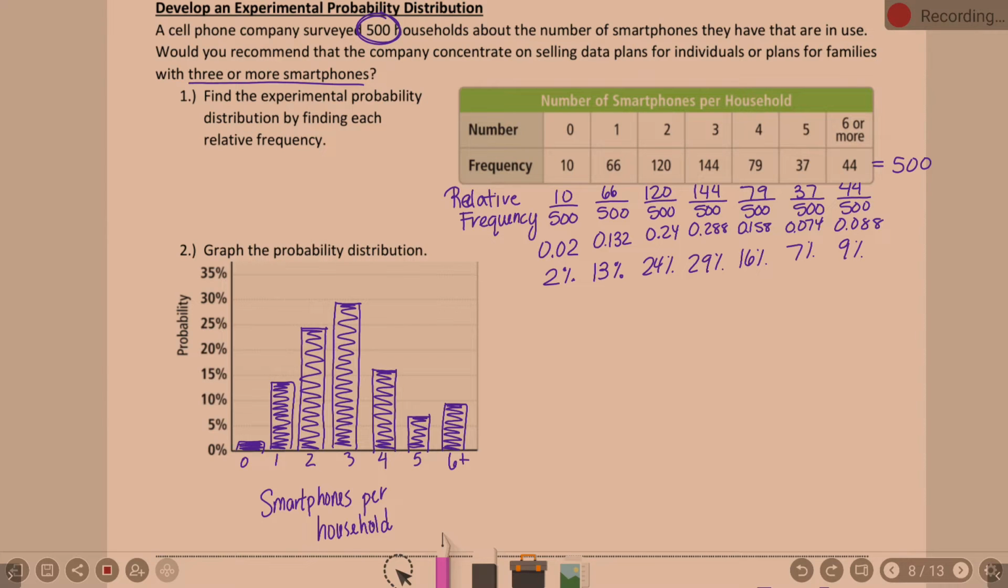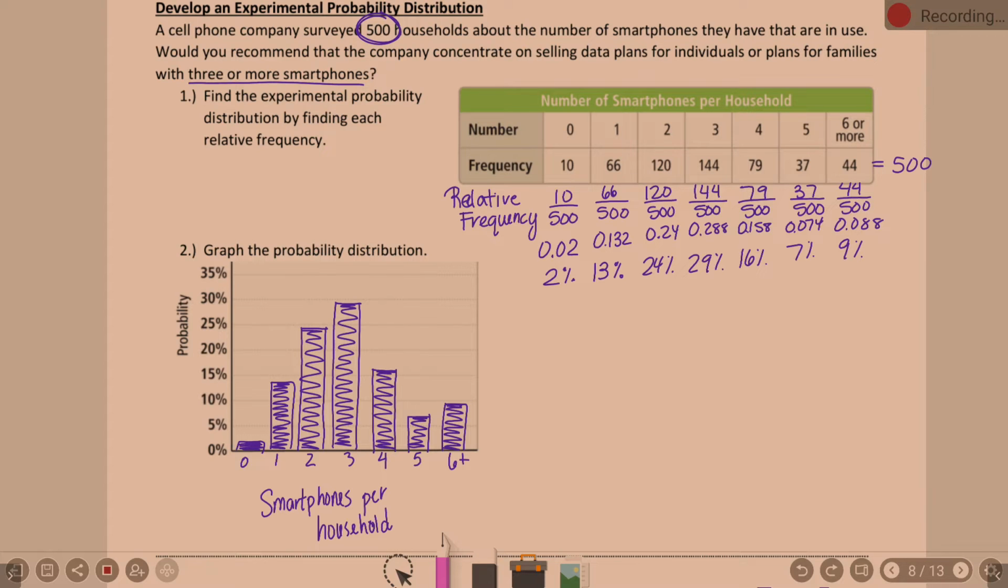And then, 0 smartphones had a 2% chance. So my bar is 2% high. We're making a bar graph, guys. That's all we're doing. At 1, it's 13%. So at 1, I went to a height of 13%. 2 smartphones is 24% high. So I went just below 25. 3 is 29%. So I went just below 30. 4 is 16%. So right above 15. 5 is 7%. And then 6 or more is 9%.